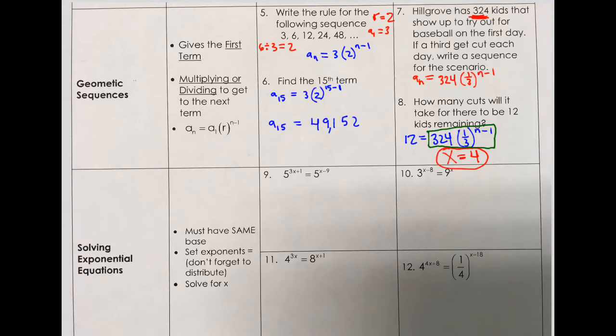So moving right along, we're going down to number 9. God, I said I wasn't going to answer all these, and here I go. Number 9, which goes with solving exponential equations. Remember that the base must be the same before you can cross them out and eliminate them. Then after that happens, you're going to set the exponents equal and just solve for x. So in this case, both our bases are 5, so we can get straight to it. We can cross out the 5s. That leaves us with 3x plus 1 equals x minus 9.